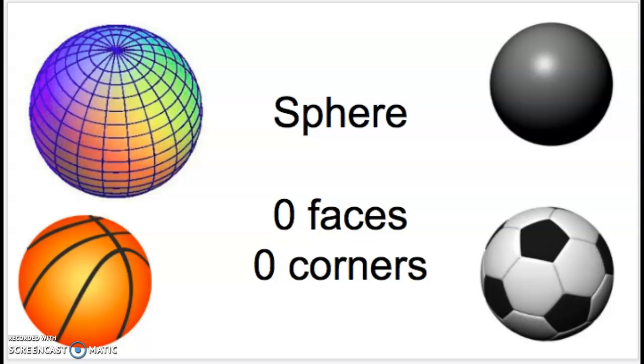A sphere has 0 faces and 0 corners. It will roll. These are some examples of some real-world sphere shapes. As you can see, they are solid. Again, this is a sphere.